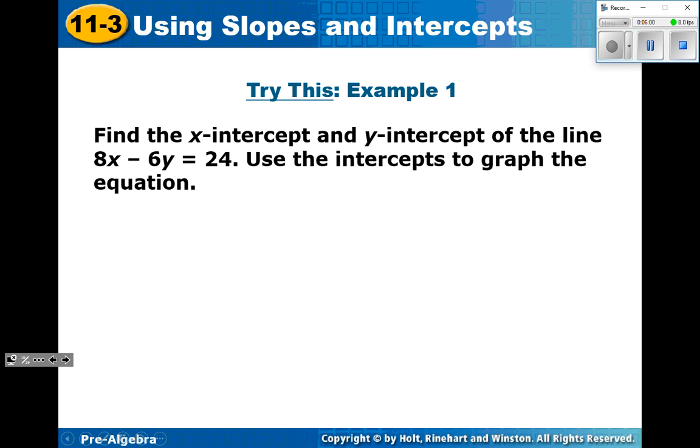Here's another problem for you. The equation is 8x minus 6y equals 24. You go ahead and notice, first of all, it is in standard form, so it should be pretty simple to solve for the x and y intercepts, and then use those to graph the line. Hit the pause right now and then turn the tape back on in order to see the solution.